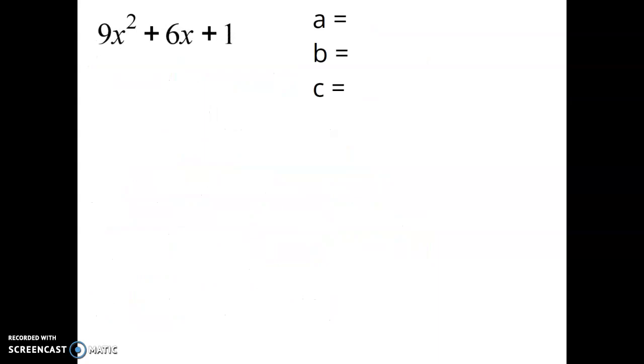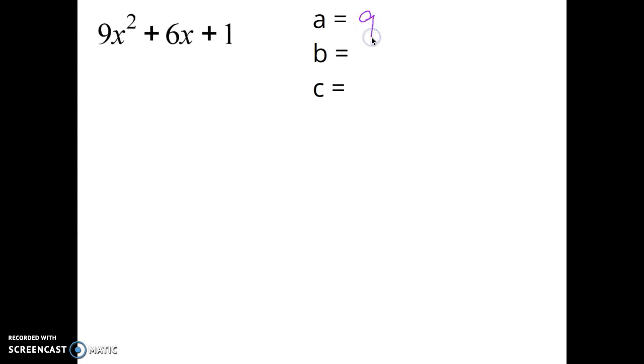All right, let's try this last one. What would the first step be? Okay, in this case, we don't have a GCF, so we're going to skip over that step, but it's good that you remember that that was the first step. And now we're going to identify A, B, and C. All right, see if you can figure out what's A, what's B, and what's C.